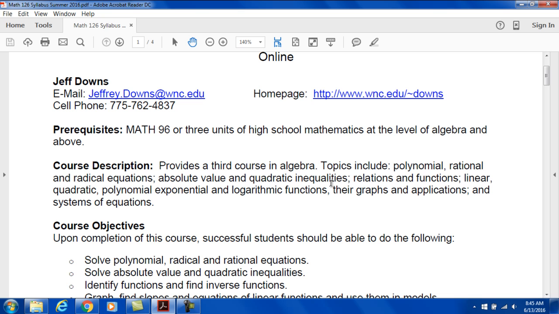Course description: provides a third course in algebra. Topics include polynomial, rational, and radical equations, absolute value and quadratic inequalities, relations and functions, linear, quadratic, polynomial, exponential, and logarithmic functions. That's a lot there. Their graphs, applications, and then some systems of equations.